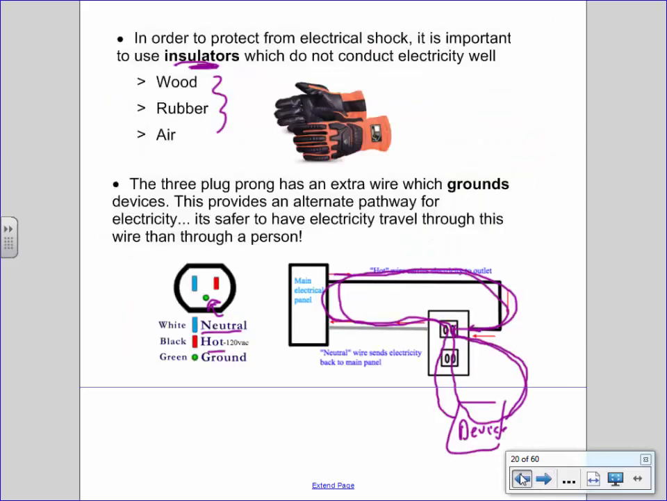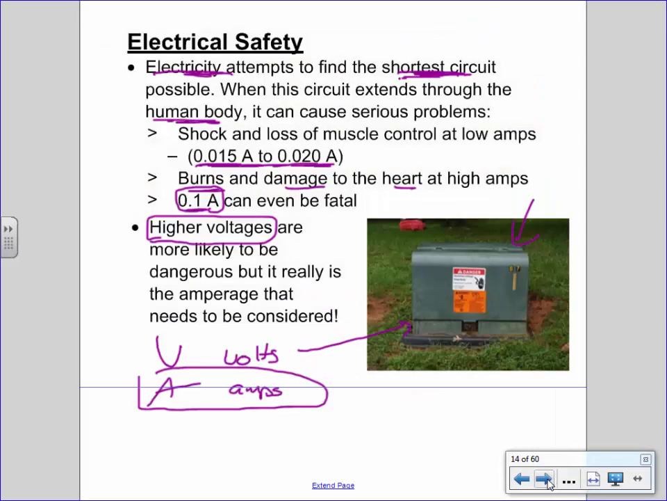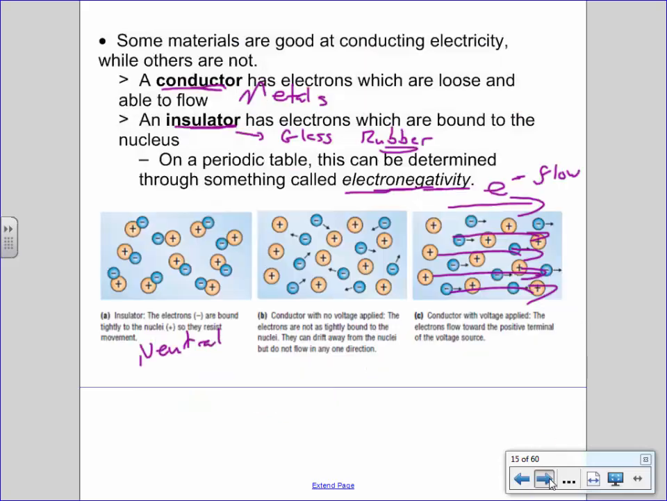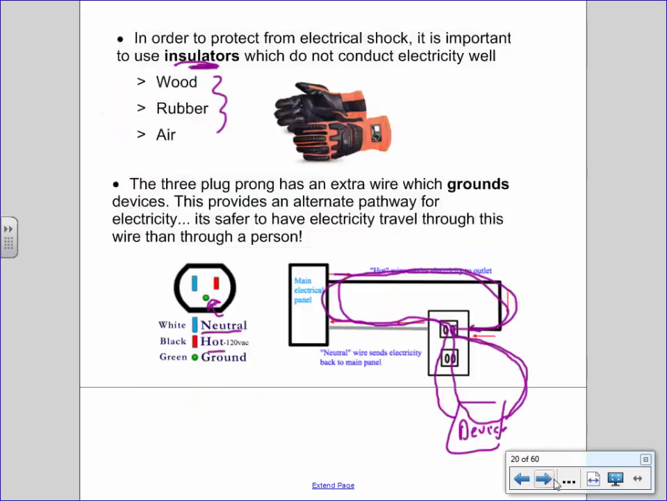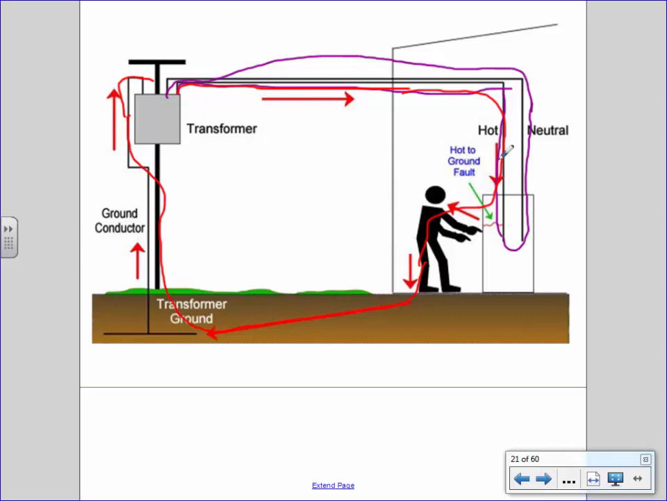Now, I put down on one of my very first slides, electricity attempts to find the shortest circuit possible. If electricity can find a circuit that goes through your body, it will. And we don't want that. Does that make sense? So we would like the electricity to take the purple route right here. But if something goes wrong and it goes through here, through your body, through the ground and back up, and it makes a loop like this, you get electrocuted. We don't want that. So here's a follow-up picture that looks almost exactly the same.